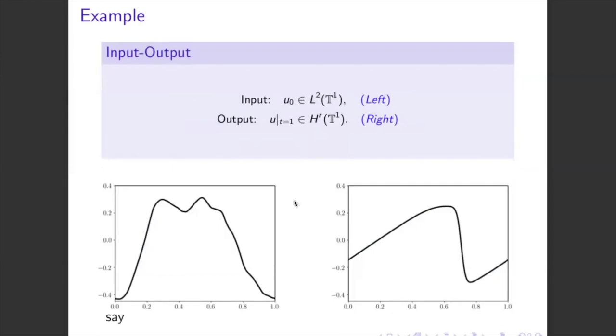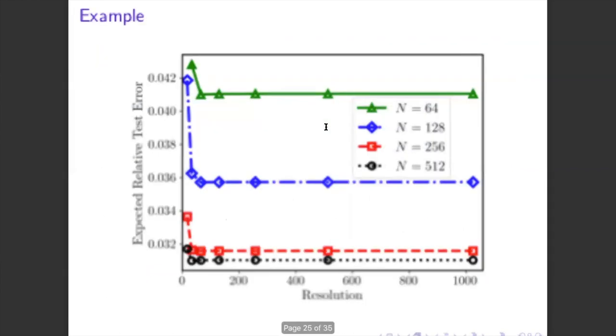And so a typical example of mapping from input to output here is given here. Here on the left is the initial condition, and on the right is the solution at time one. Again, I can't overemphasize, I'm not approximating just that. In this methodology, we're approximating the entire mapping from all initial conditions in L2 to the solution at time one.